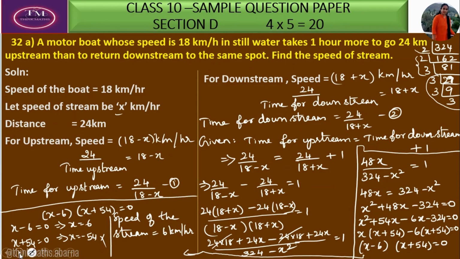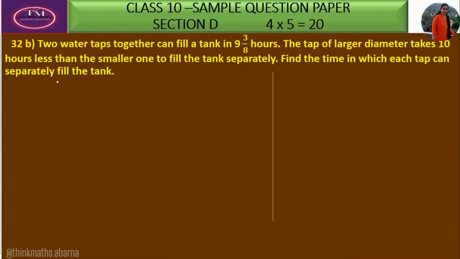So, moving on to the next part. So, this is the next problem. What do we have? Two water taps together can fill a tank in 9 3 by 8 hours. The tap of larger diameter takes 10 hours less than the smaller one to fill the tank separately. Find the time in which each tap can separately fill the tank. What? There are two taps. Two taps together fill a tank in 9 3 by 8 hours.